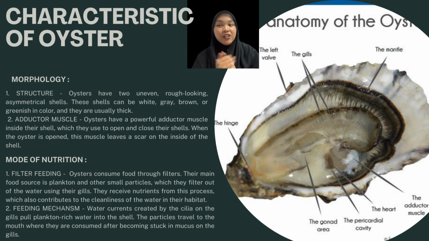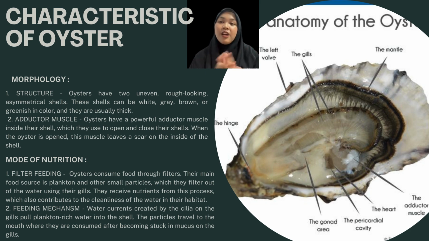Okay, let's move on to the characteristics of oyster. I've got 4 points to explain. First, morphology. In morphology, I will describe the structure and adductor muscle of the oyster. The structure of an oyster is asymmetrical shells, and it can be white, grey, brown and greenish in color. Oysters also have an adductor muscle inside their shell, which they use to open and close their shell. When the oyster is open, this muscle leaves a scar on the inside of the shell.